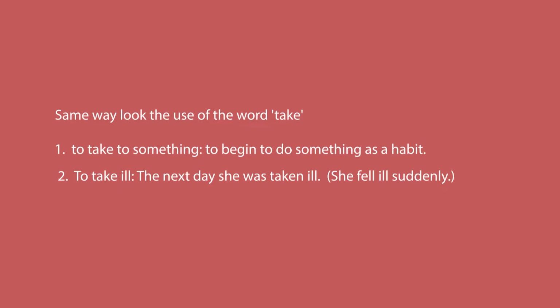In the same way Khushwant Singh uses some more words and phrases. Number 1, look at these sentences. To take to something. He says she was taken ill. Take to something is to begin to do something as a habit. He took to drinking as a result of his failure. It became a habit. He took to riding a bicycle every day as a habit.